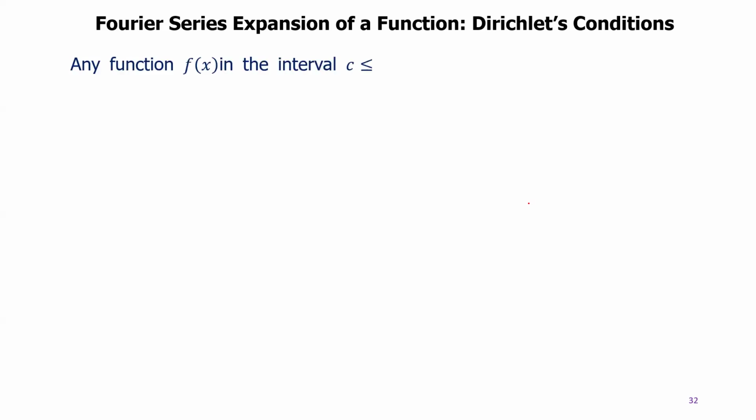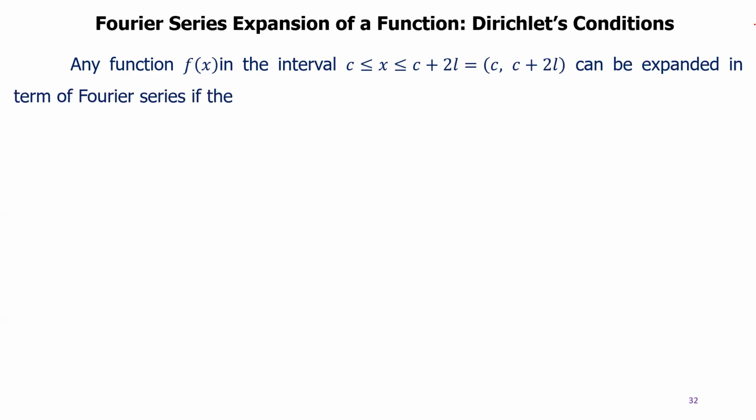What is the Fourier series expansion of a function, and the Dirichlet conditions. Any function f(x) in the interval c to c + 2l, or we can write open or closed interval, we are considering here the closed interval c to c + 2l, can be expanded in terms of a Fourier series if the following conditions are satisfied.